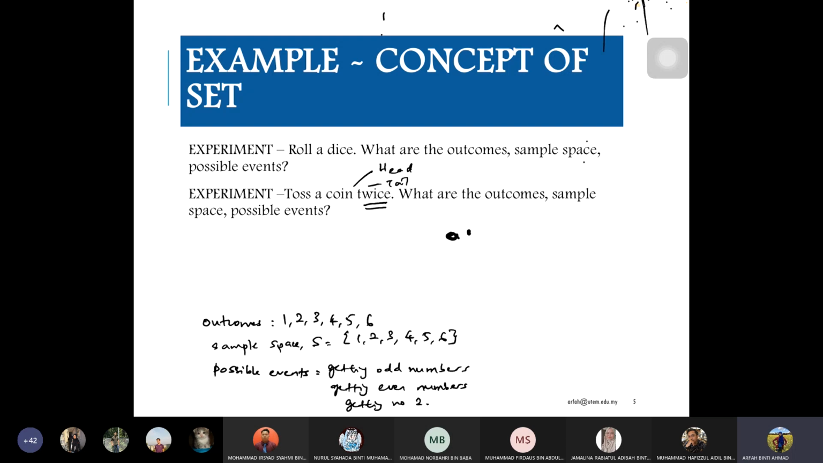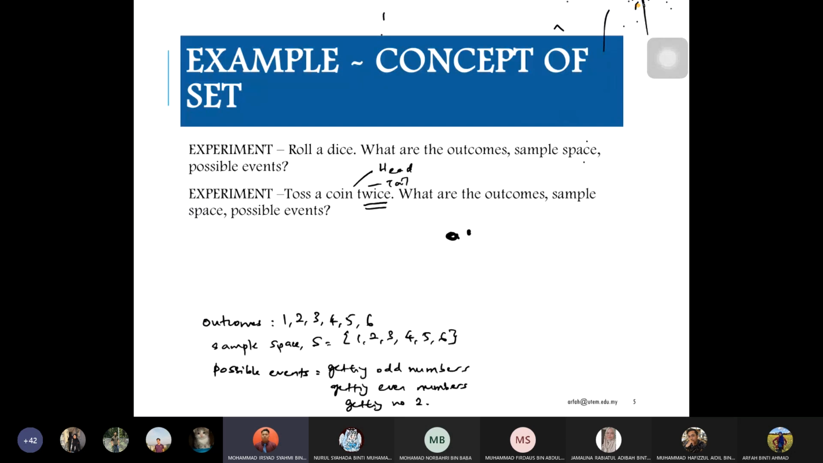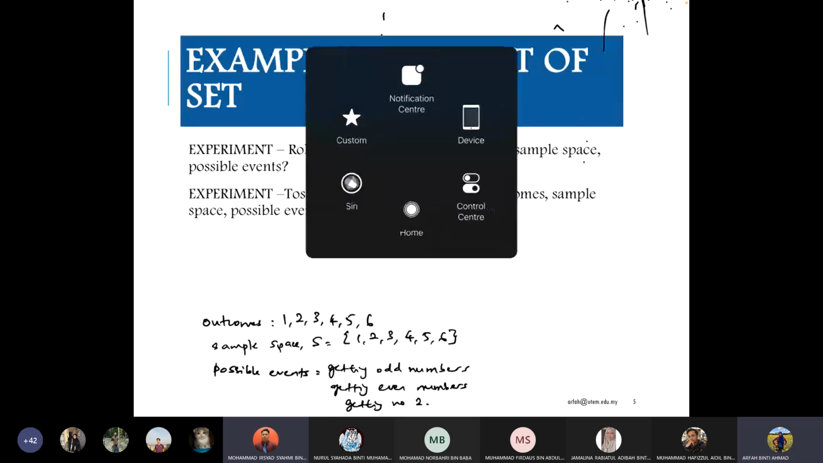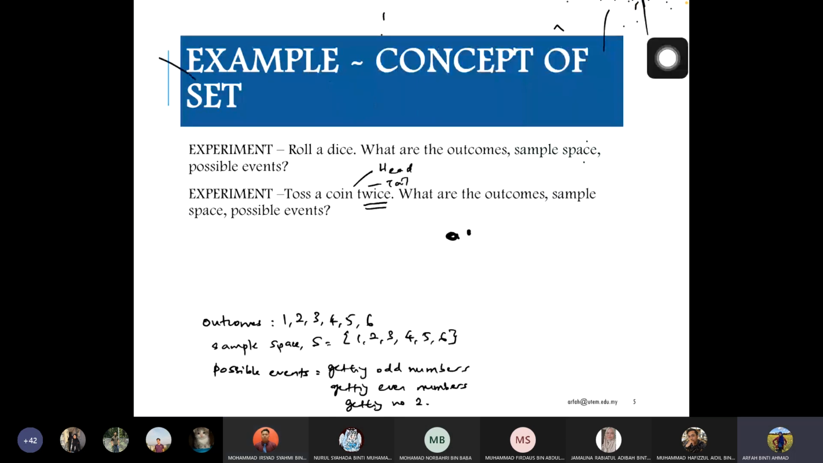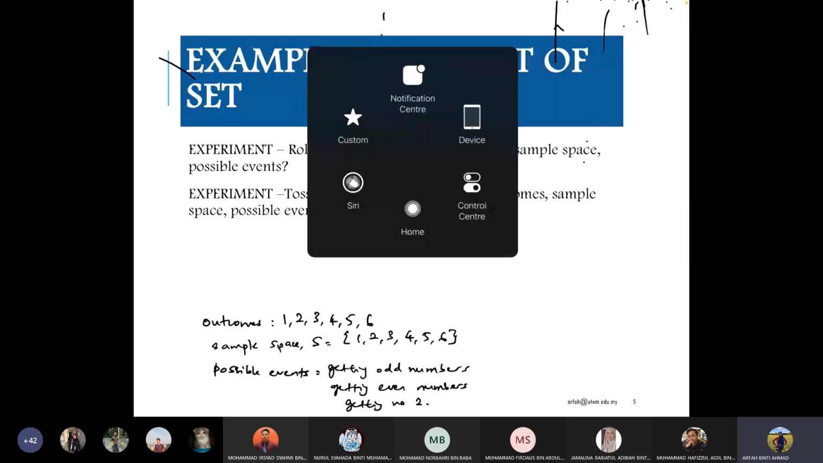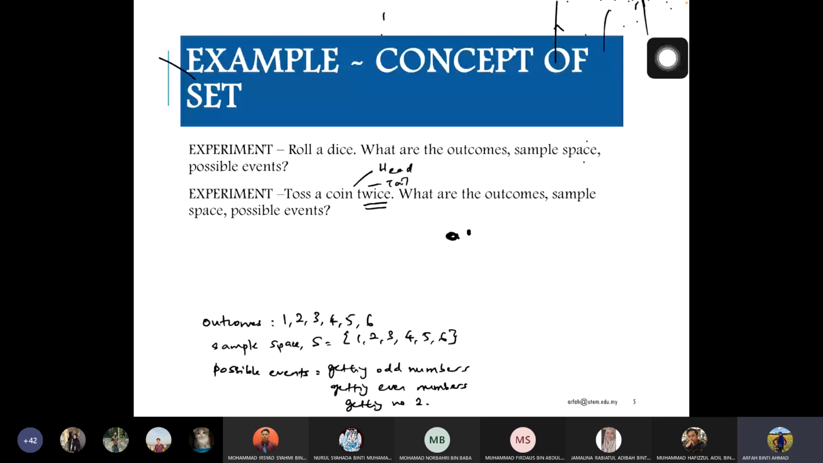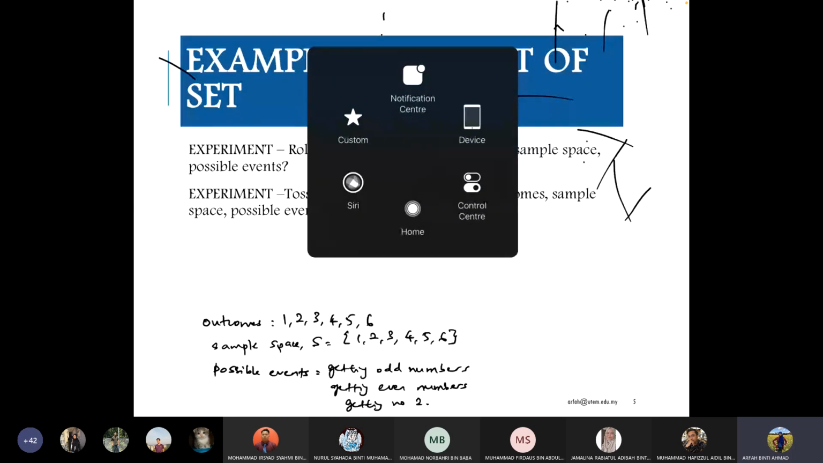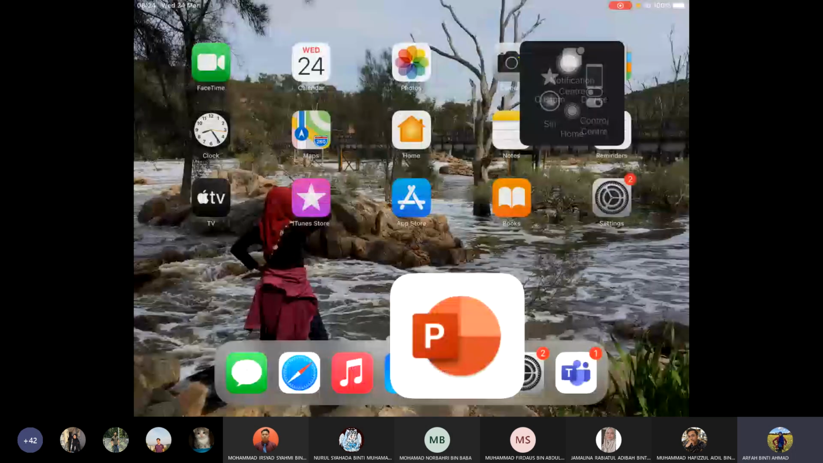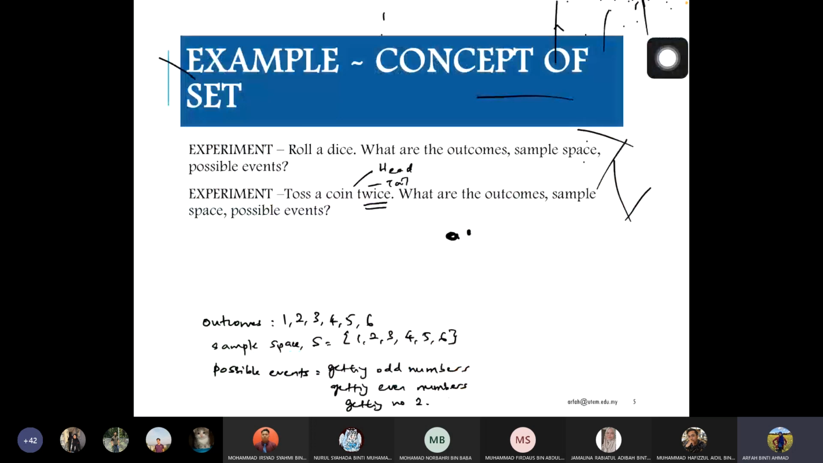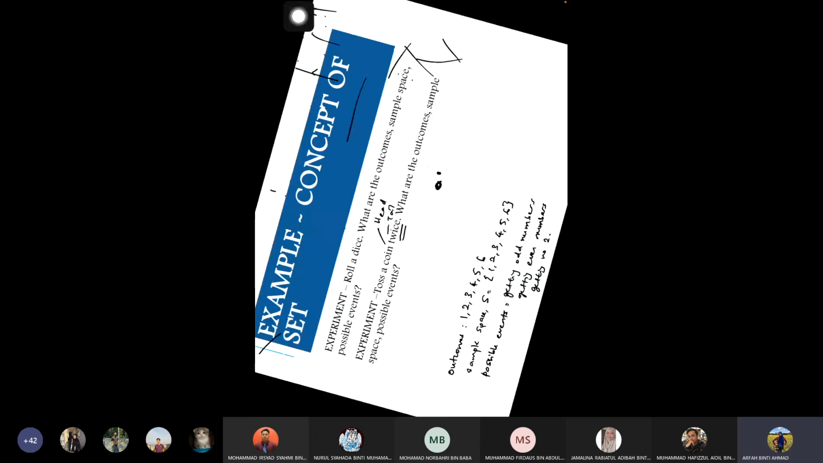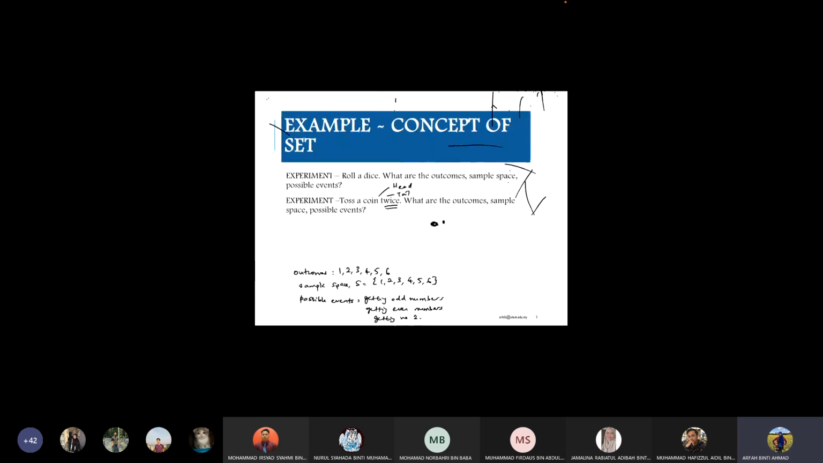Nampak tak yang saya tulis-tulis ni? Nampak. Nampak. Kenapa dah pula tak keluar dia punya ni? Okay, done.